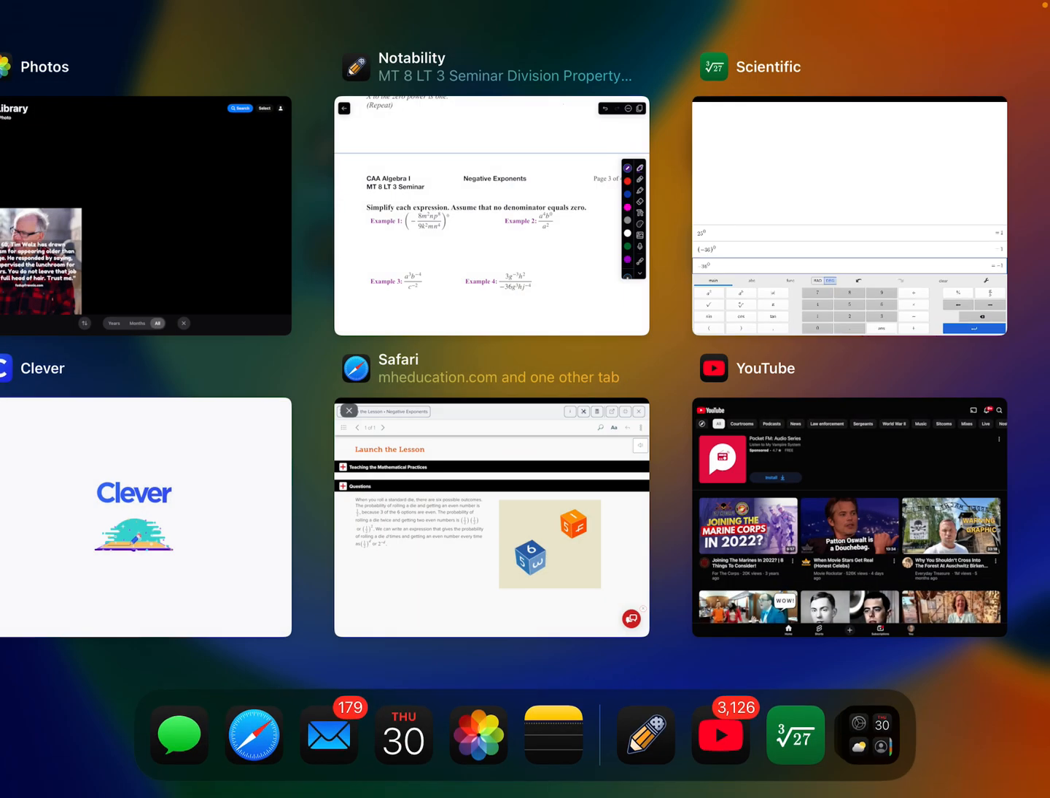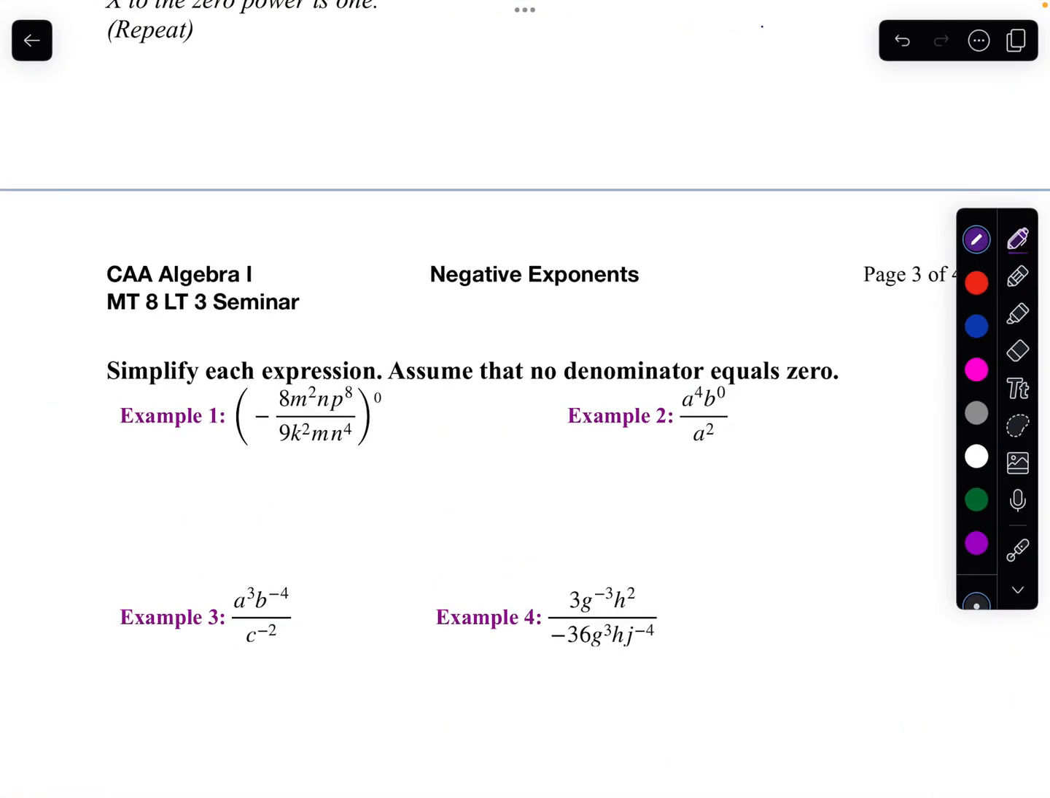So if I take a look at example 1 here, I'm going to violate my rule and not do what's inside first, because I want you to notice everything's to the 0 power, isn't it? So this whole thing is 1 on example 1. Now example 2, I don't have parentheses, so a to the 4th divided by a squared, that's a squared. B to the 0 is 1, so it's a squared times 1, which is a squared.